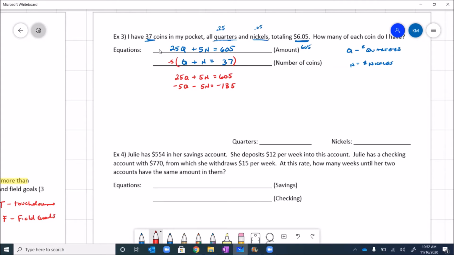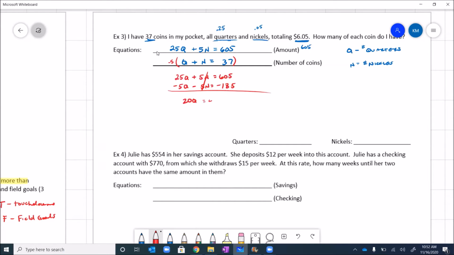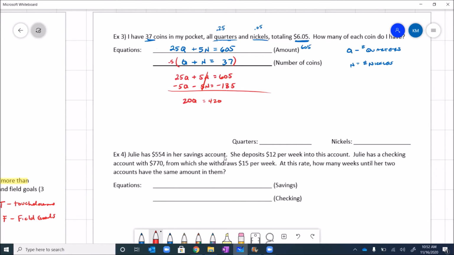All right, combine my two equations. That's 20q, and what is that? 605 minus 185. I don't know. It is 420. Equals 420. Okay, so 420 divided by 20 should give us 21. All right, so 21 quarters.